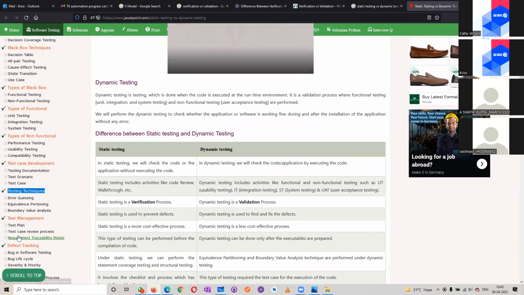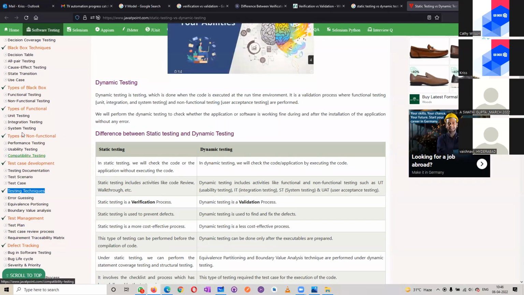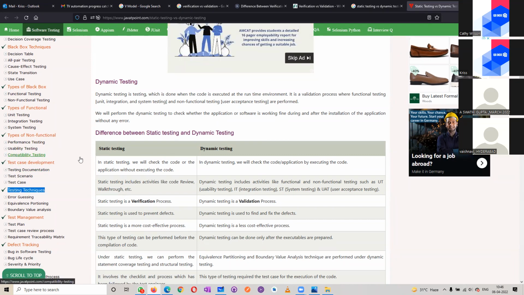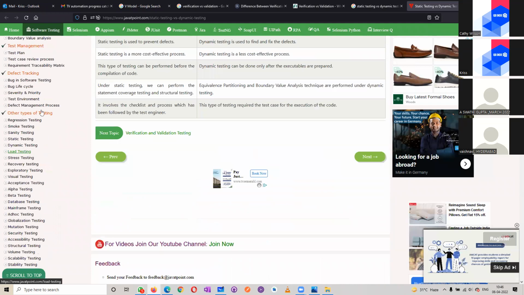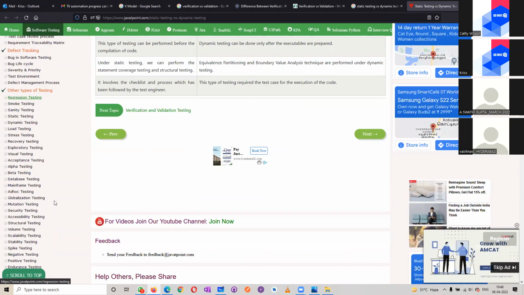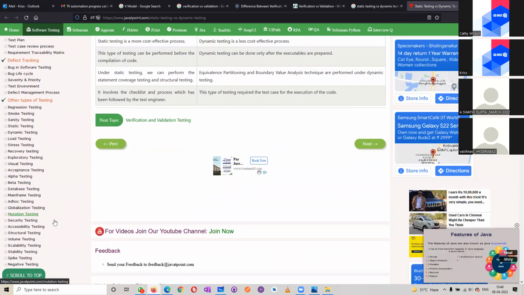If you see here, we will be discussing the RTM, the test plan, test case reviews, and test case testing techniques. These are all things we are going to discuss in the future. Non-functional testing has also been kept as a pending item, which is not done. Test case development we have covered as part of this one. And these are the different types of testing. Out of these different types of testing, I think we have covered only a few, and a few things we need to cover.